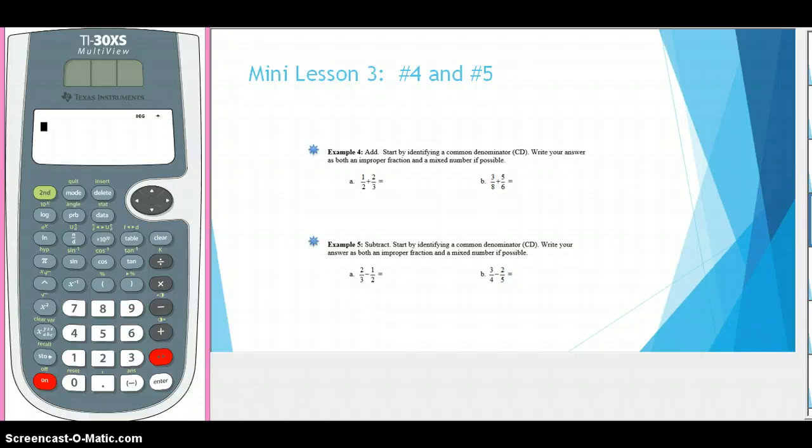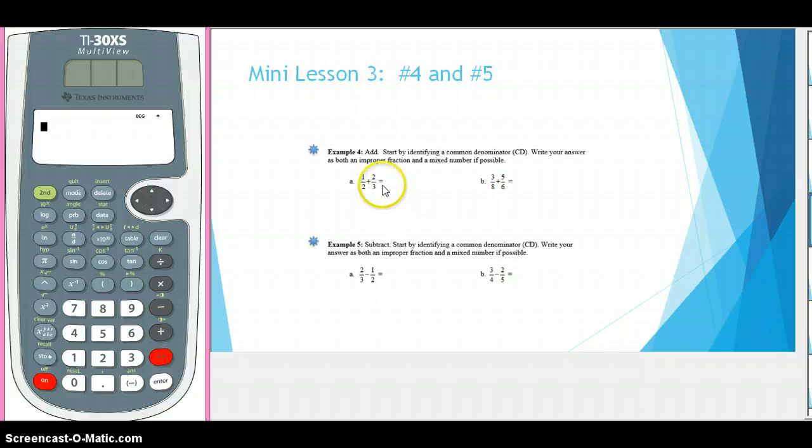In this video, we're going to learn how to add and subtract fractions and add and subtract mixed numbers. We're also going to give our answer as both improper fractions and mixed numbers when possible. In addition, we'll look at some order of operation problems with fractions.